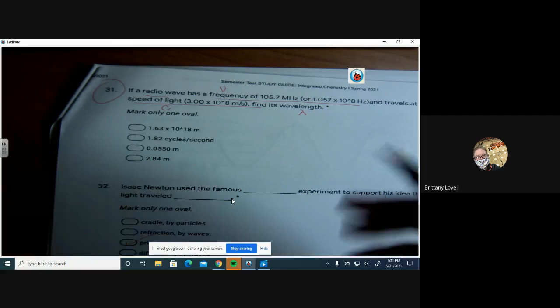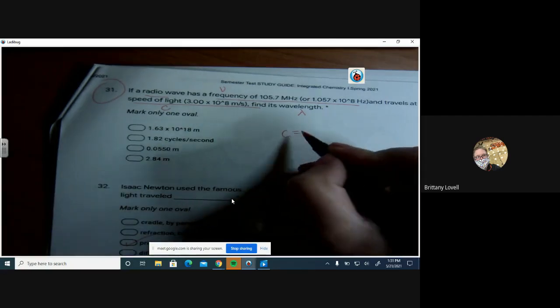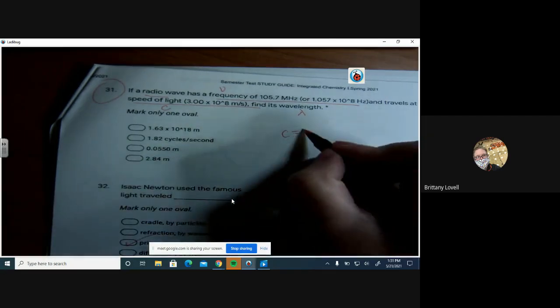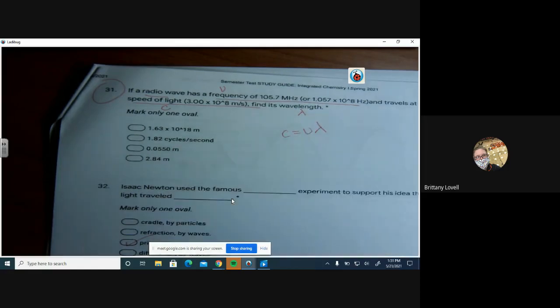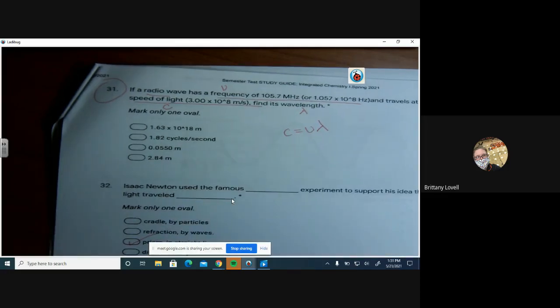So the formula that we use for this is going to be the speed of light formula. C is equal to V times wavelength. Frequency times wavelength. And remember, it's an inverse relationship. So if one goes up, the other has to come down. Or if one is a great big number, it probably means the other one's going to be really small, in order to maintain a constant speed of light, which they give you.